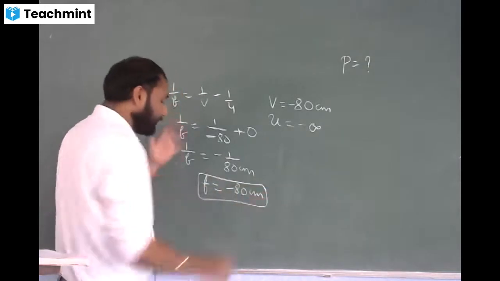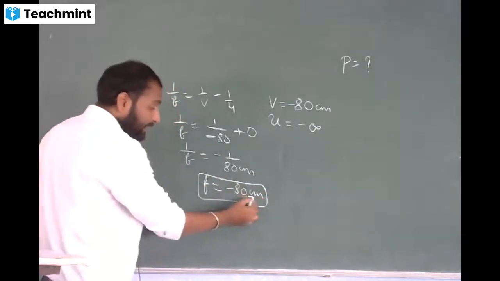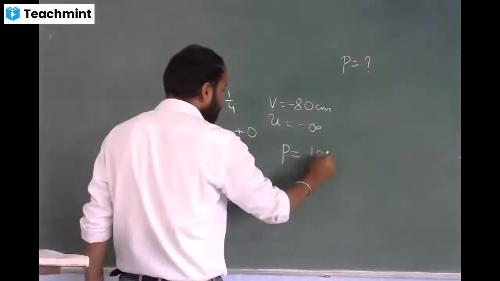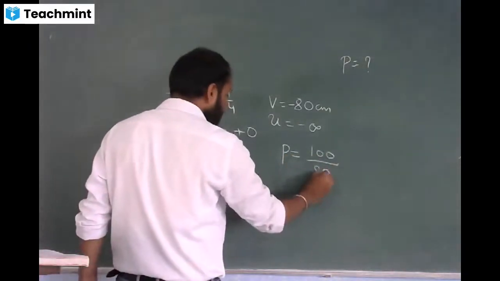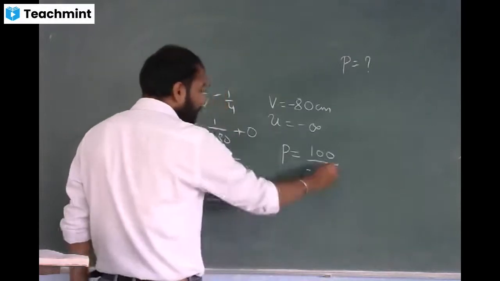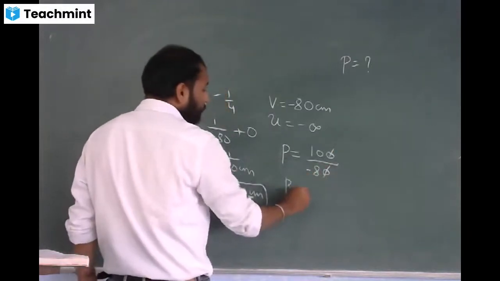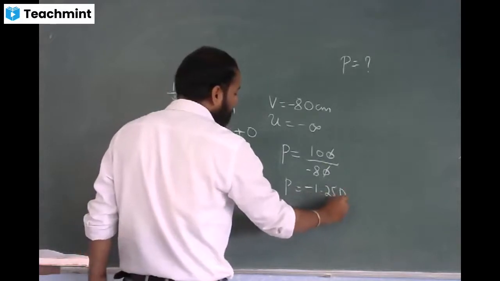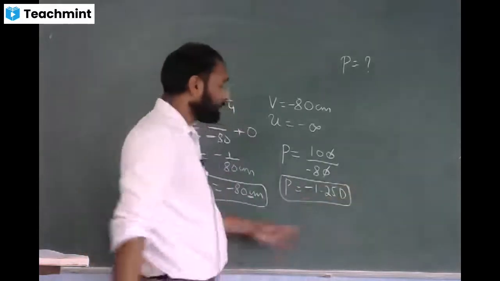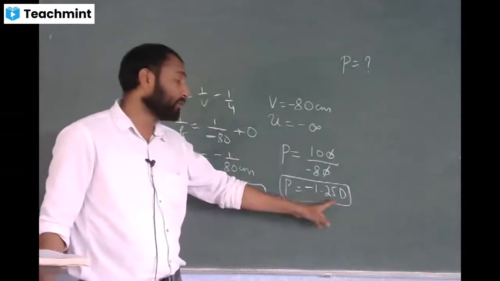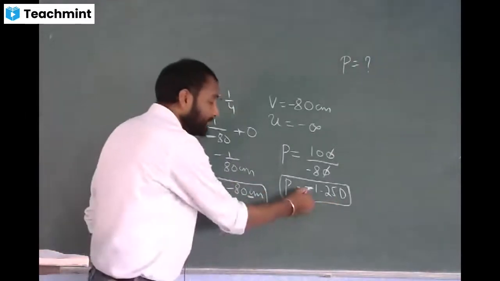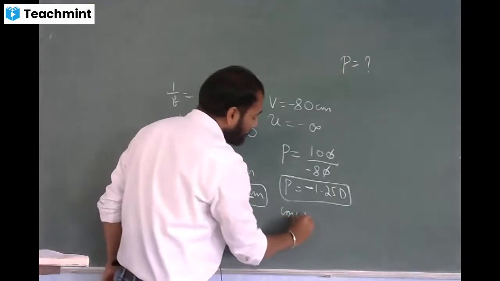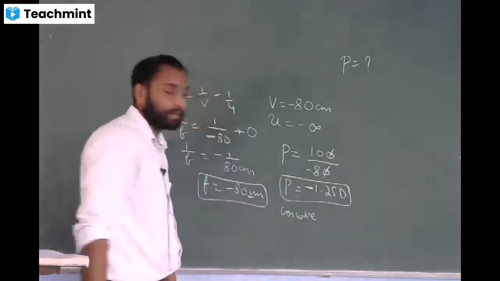So we have to calculate power. If focal length is in centimeters, we have a formula for power, that is 100 divided by f in centimeters. 100 divided by minus 80, in meter, that is minus 8. 0 cancels. So 10 divided by minus 8 is minus 1.25 diopter. So the power of the lens is minus 1.25 diopter, and minus indicates the lens required is a concave lens, and it is diverging in nature.